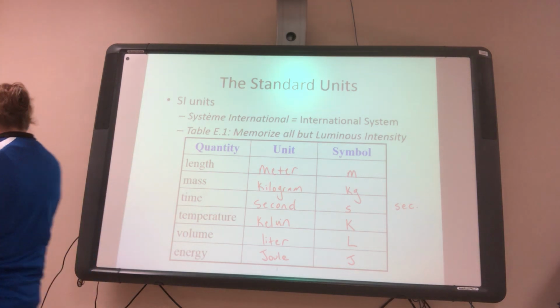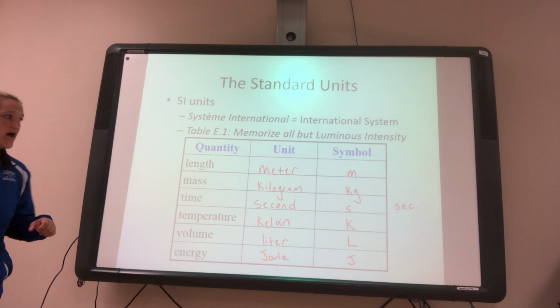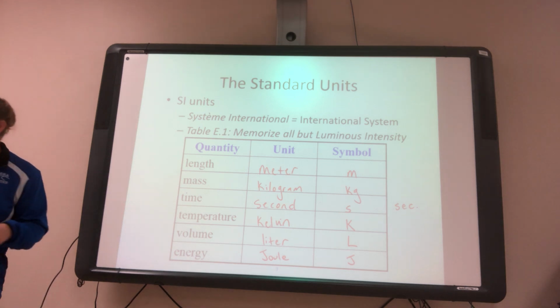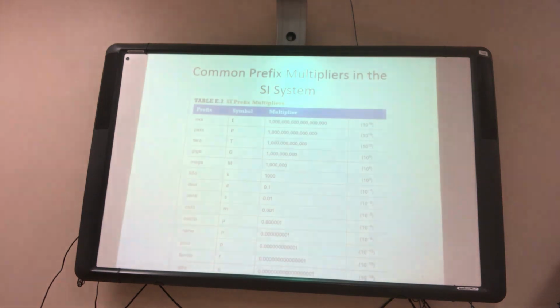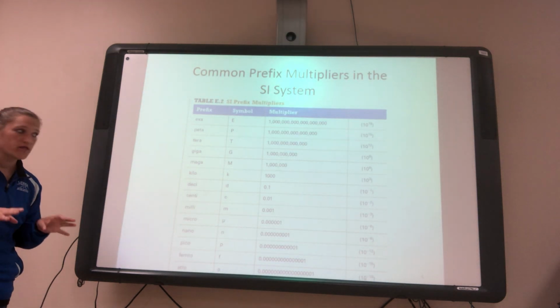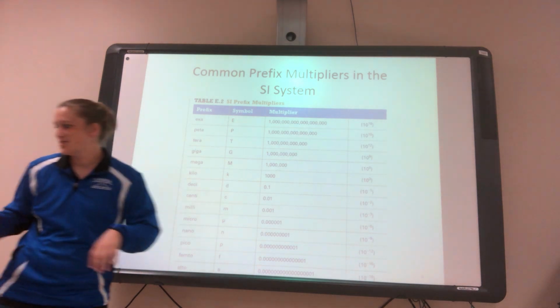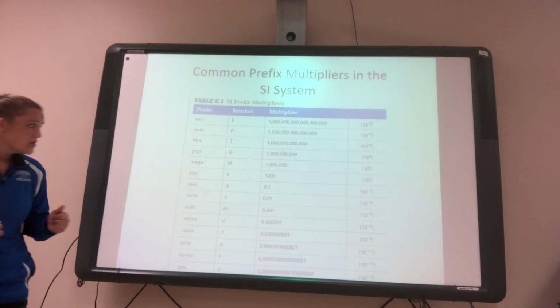Okay, so last class we talked about our SI units and introduced what chemistry was. So now we're going to move on to prefixes. This is a really important chart. You're going to need to know pretty much this entire chart. So let's look at this.